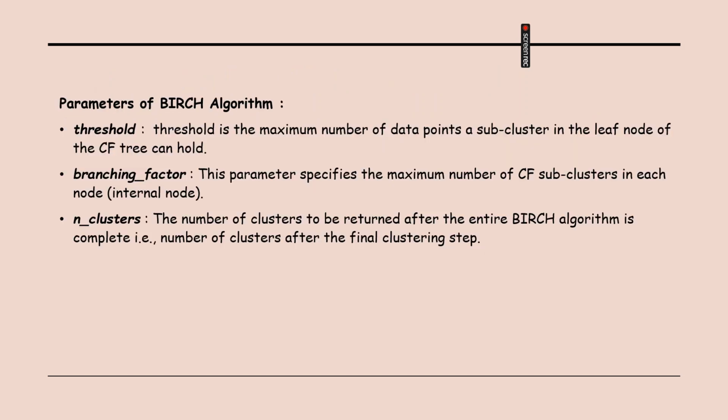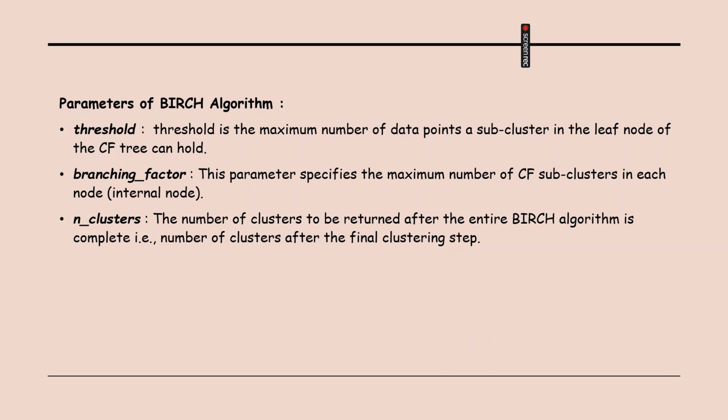The important parameters of the BIRCH algorithm. Threshold is the maximum number of data points a CF subcluster in the leaf node of the CF tree can hold. That is the maximum number of data points we can store in the CF subclusters. For example, if the data set has more than 10,000 data points, we can give the threshold as 1,000. So we are specifying to the algorithm that only 1,000 data points can be stored in the CF subclusters.